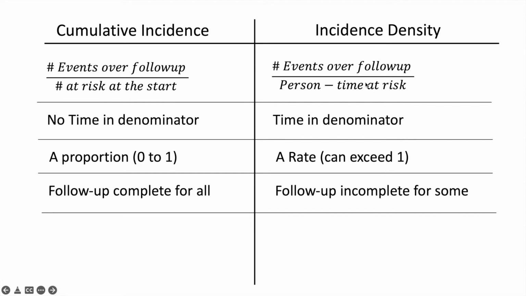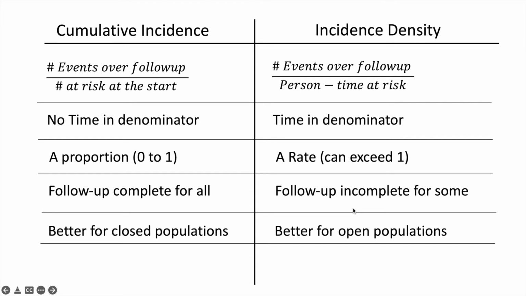So the reason that we don't need to take time into account for cumulative incidence is because it's assumed that everyone is followed for the same amount of time and that follow-up is complete for everyone. While in incidence density, we're able to account for the fact that follow-up is incomplete for some by not just counting the number of people, but the amount of time each person spent in the study.